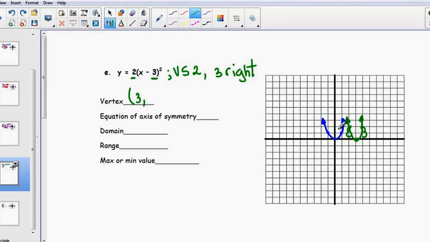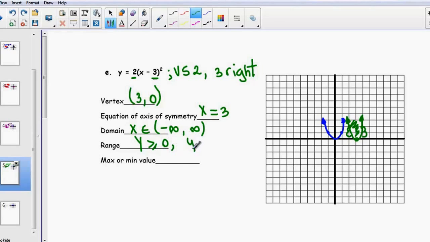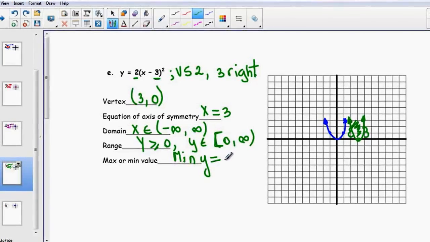Now, reading the vertex of the graph, the vertex is 3 because it moves 3 units to the right, and 0. So the axis of symmetry, it goes through the middle of the parabola, and it's x equals 3. The domain, as usual, is negative infinity to positive infinity. Now, since the function has a minimum value of 0, it means that the range of the function is from 0 with a square bracket to positive infinity, and the function has a minimum value of y equals 0.